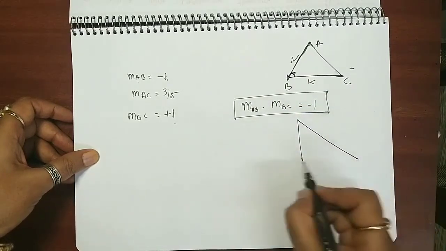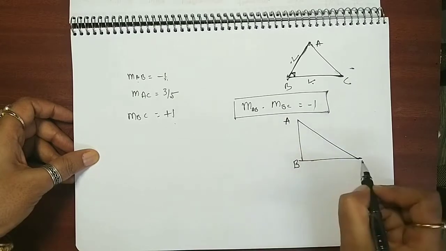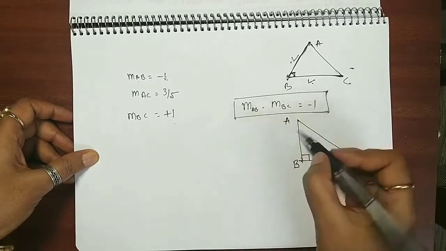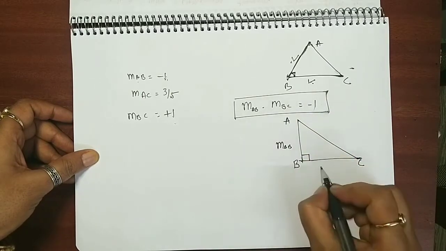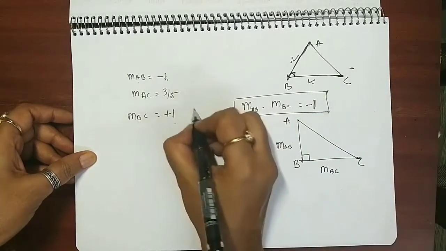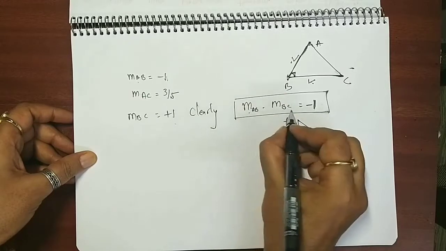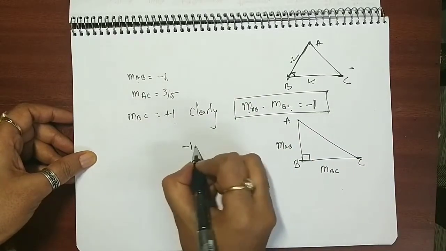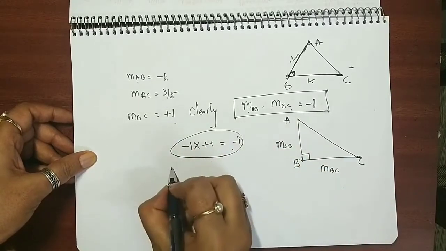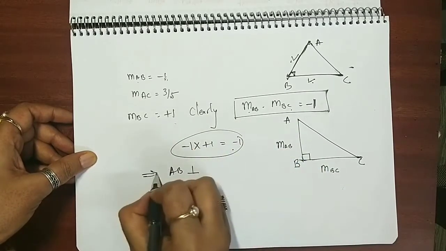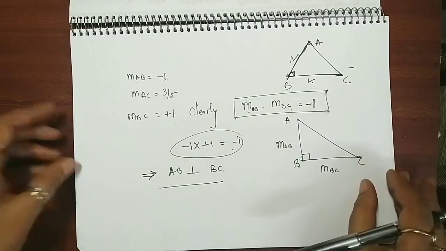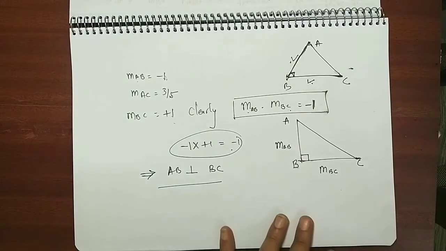So the actual triangle is like this, A, B and C. So I proved that AB is perpendicular to BC because the product of their slopes MAB and MBC is nothing but minus 1. You can see clearly MAB into MBC is minus 1 into plus 1, which is minus 1. If this is true, that means AB is perpendicular to BC, and this is the actual diagram. I hope you understood. Let's see the next question.